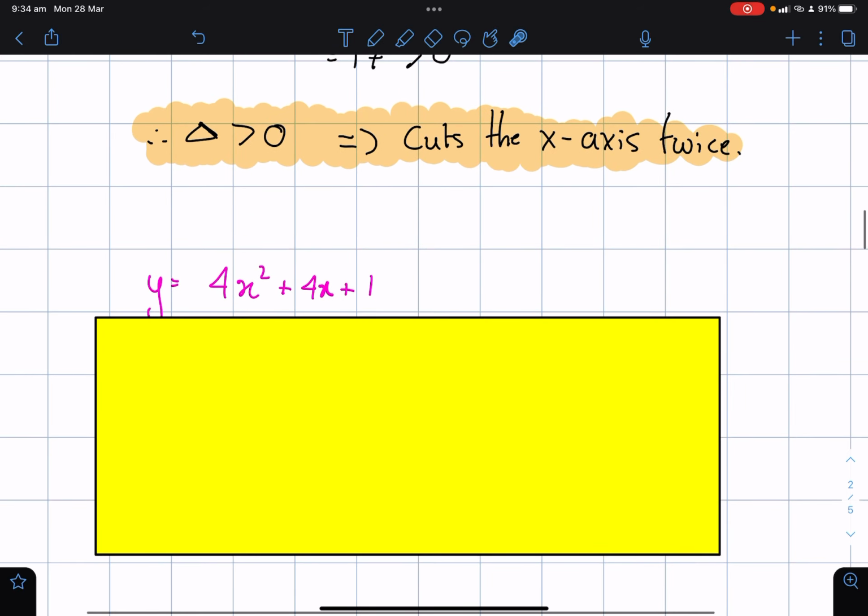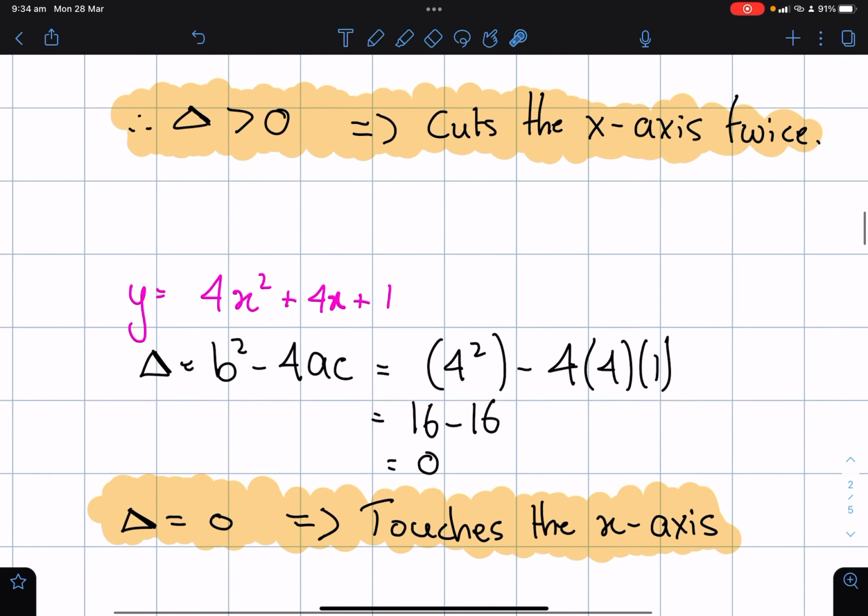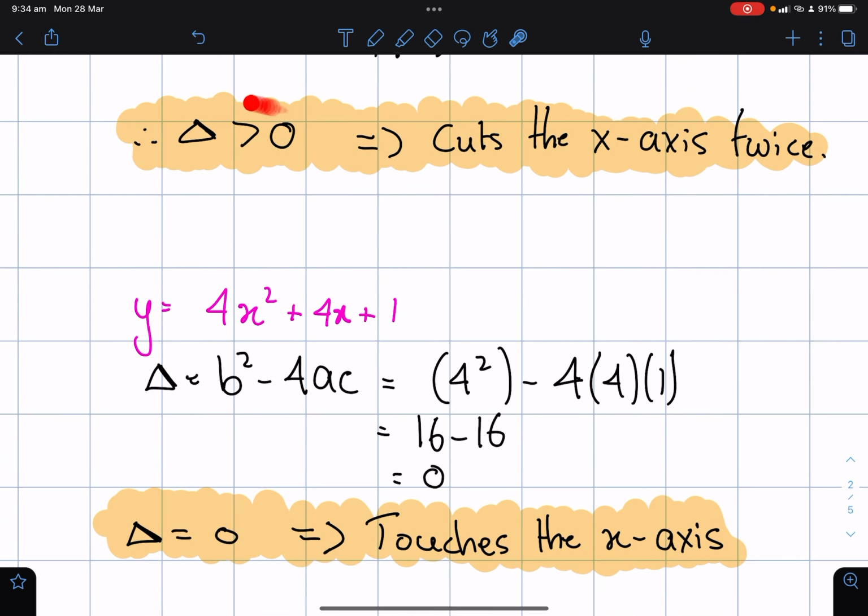This second one, hopefully you noticed that it touched the x-axis. All right. So if we're looking again at the discriminant, we find that our discriminant in this case is actually equal to 0. So if our discriminant is equal to 0, then we can say that the graph will touch the x-axis. All right. So if the discriminant is greater than 0, it cuts the x-axis twice. If the discriminant is equal to 0, then it will just touch the x-axis.